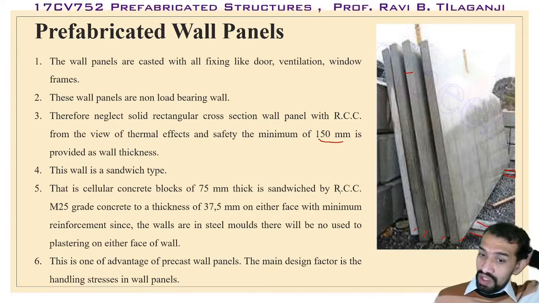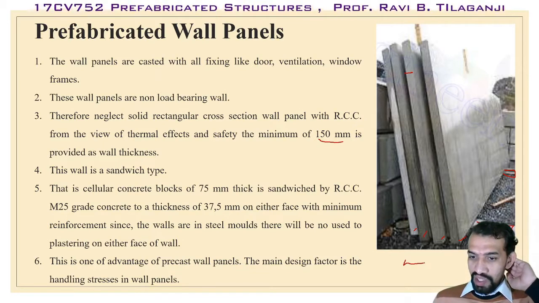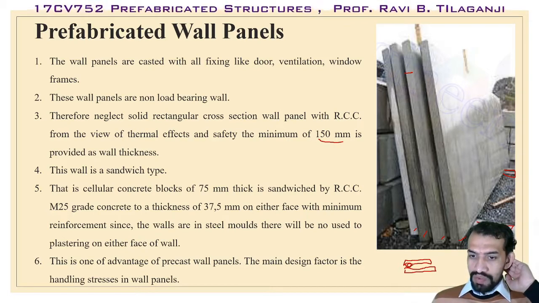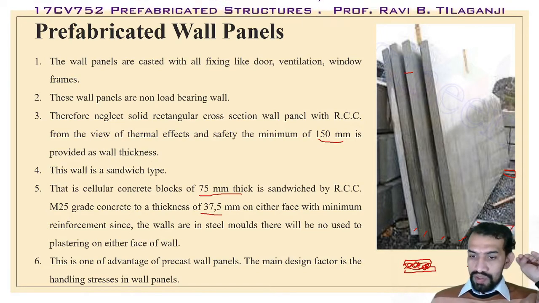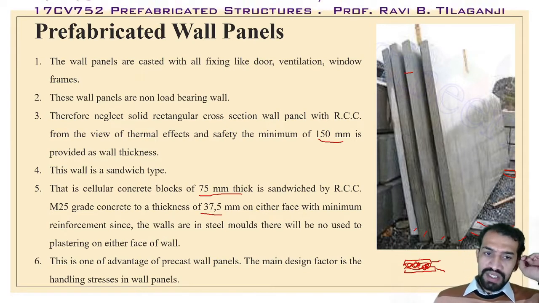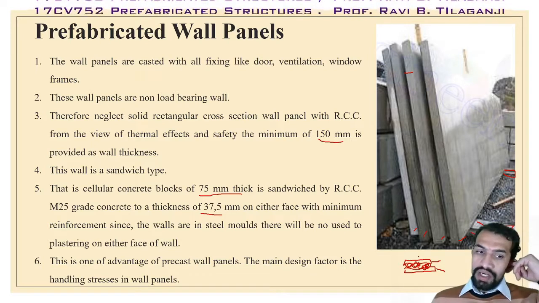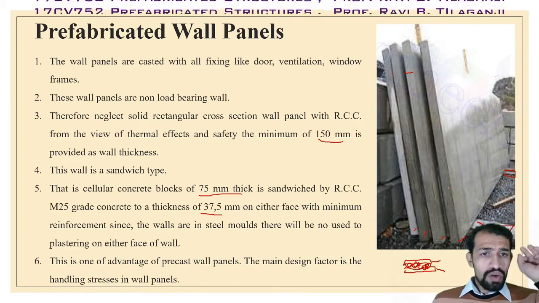If we see, this particular thickness is 150 mm, and sometimes we can call this a sandwich type. Sandwich type means we provide two layers of concrete, and inside that a core will be provided. This becomes the sandwich type, with a core of only 75 mm thick, and concrete of 37.5 mm on either side. So this is 37.5 and this is 37.5. Inside there is a small allowance which is provided. So these walls are non-load bearing walls.